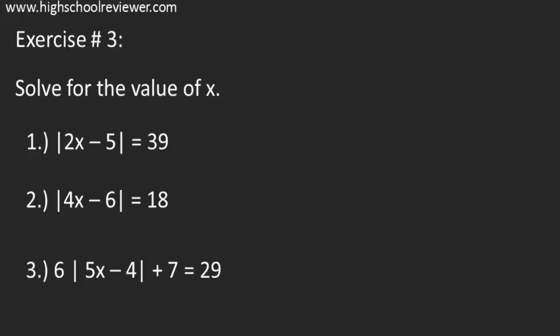Exercise number 3, solve for the value of x. Problem number 1. So we have the absolute value of 2x minus 5 equals 39. And problem number 2, the absolute value of 4x minus 6 is equal to positive 18. And problem number 3, 6 multiplied by the absolute value of 5x minus 4 plus 7 equals 29.